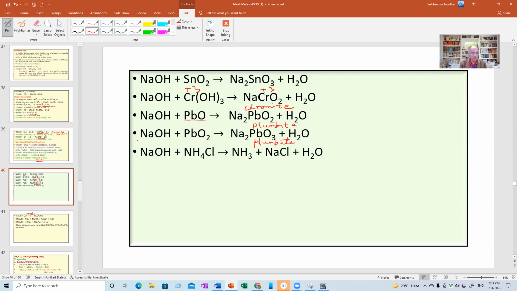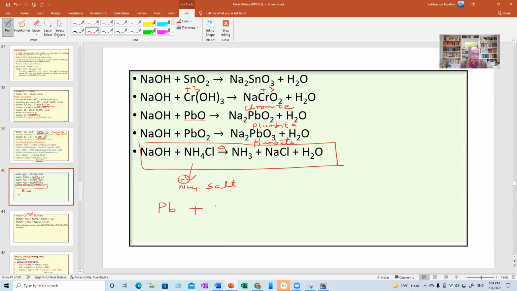And of course, this is an odd man out. There is no metal here. Ammonium salt, ammonium chloride, or any ammonium salt with any alkali like sodium hydroxide on heating, mild warming, will produce ammonia gas. It's not a big deal, but we had left one thing.